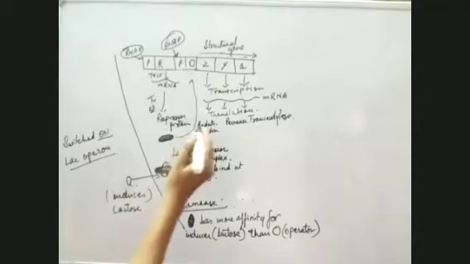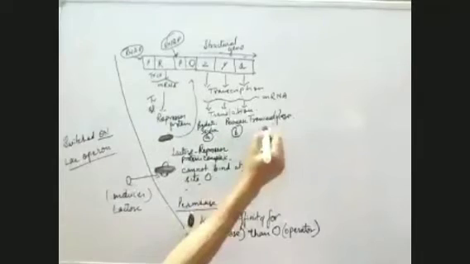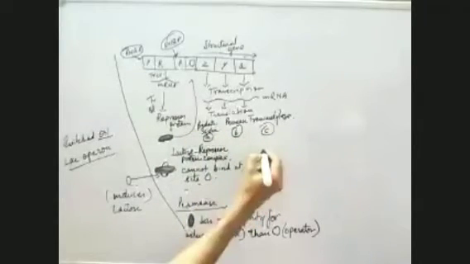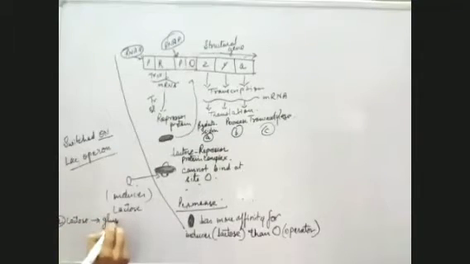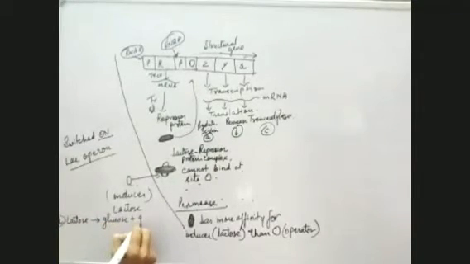What is the function of these? This is A, this is B, and this is C. What is the function of A? Beta galactosidase converts lactose into glucose and galactose.